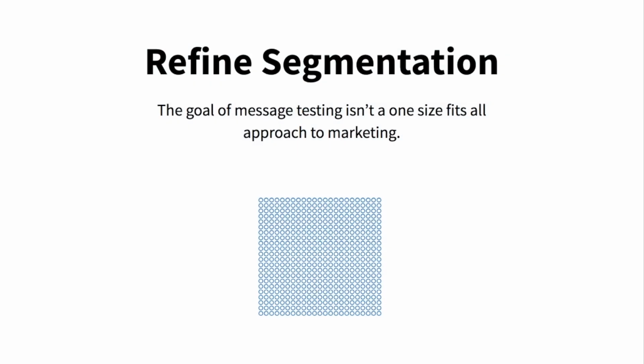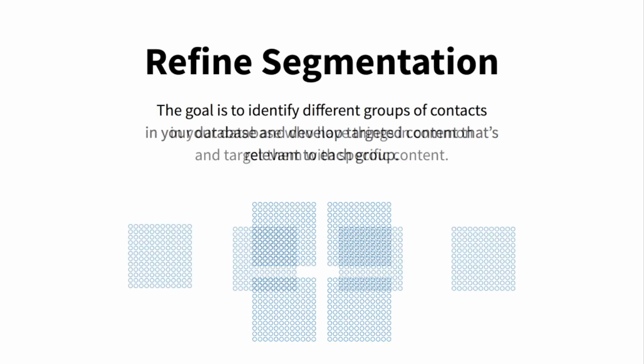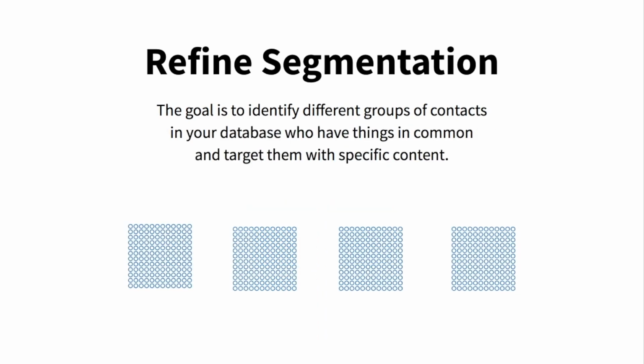The next step is to refine segmentation. The goal of message testing isn't a one-size-fits-all approach to marketing. The goal is to identify distinct groups of contacts in your database and develop targeted content that's relevant to each group. Building a relationship with contacts means adapting to them.